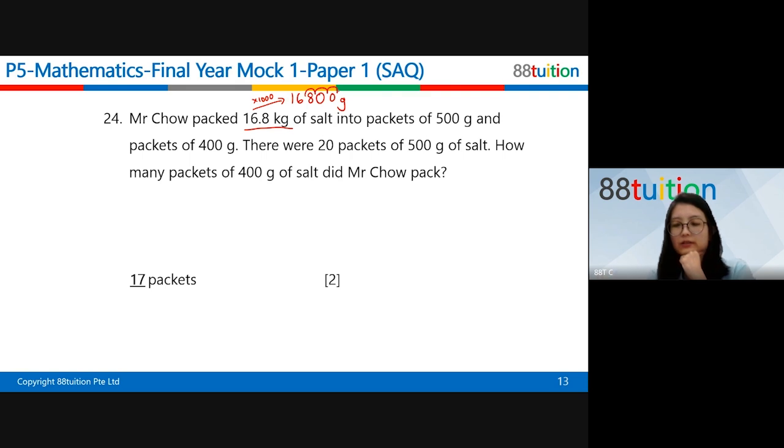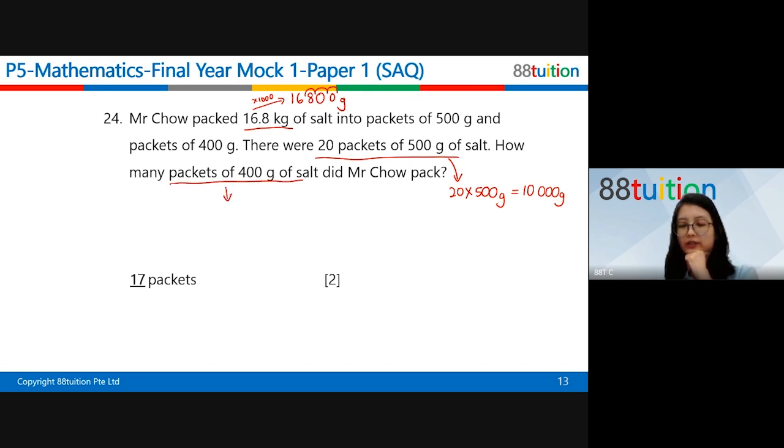So they tell you 20 packets of 500 gram. What does that mean? It's 20 times 500. So you can figure out, 5 times 2 is 10, add 3 zeros at the back. So this is the total mass. So find the weight of the 400 gram packets. You take 16800 minus 10,000. We'll get 6800.